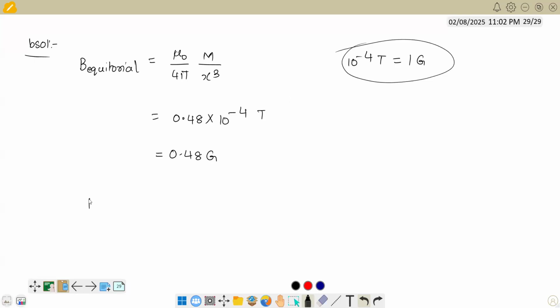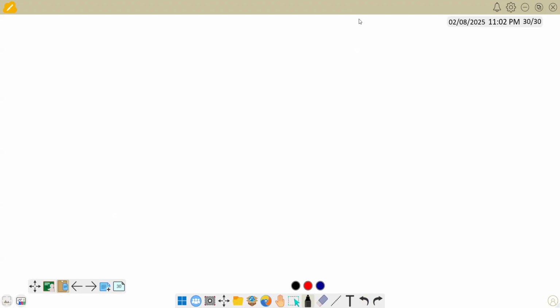Now let us look at the direction of this. The direction of the equatorial field would be anti-parallel, right? Anti-parallel means, since the direction of m is from south to north, the magnetic field would be north to south. So it would be anti-parallel to this. We'll go for the next problem.